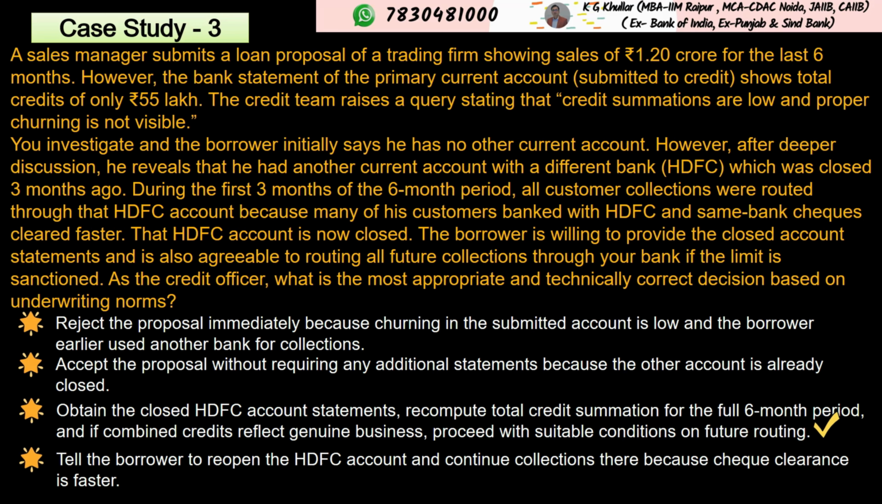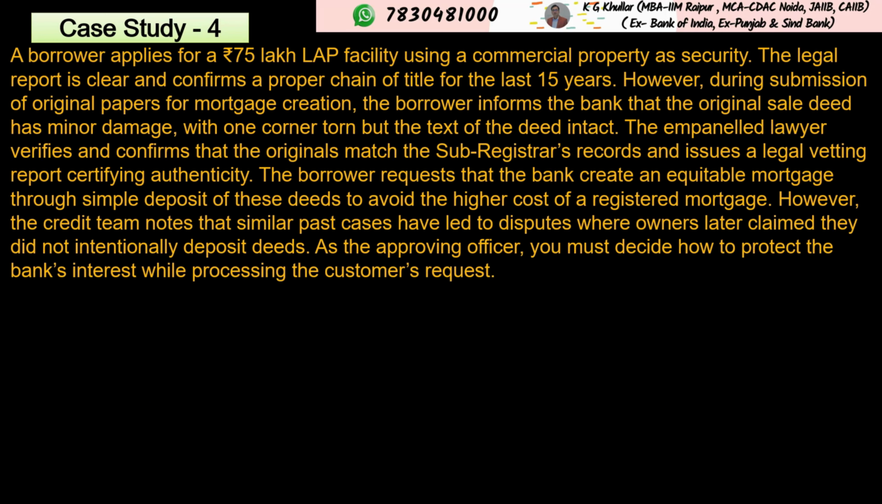The next case study is, a borrower applies for a 75 lakh LAP facility, that is loan against property facility, using a commercial property as security. The legal report is clear and confirms the proper chain of title for the last 15 years. However, during submission of original papers for mortgage creation, the borrower informs the bank that the original sale deed has minor damage with one corner torn, but the text of the deed is intact.